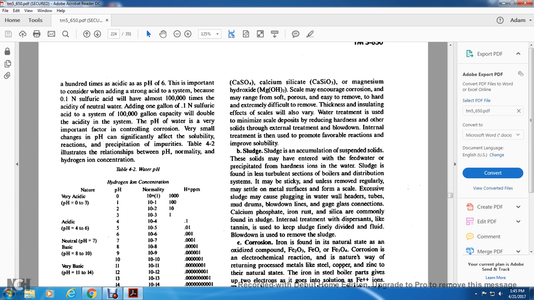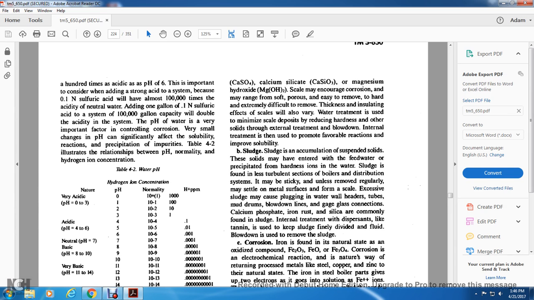B. Sludge is an accumulation of suspended solids. These solids may have entered in the feed water, or formed by precipitating the hardness and the iron in the water. Sludge is found in the less turbulent sections of the boiler distribution system. It can become sticky unless removed regularly. It may settle on the metal surface to form a scale. So the sludge may cause plugging in water wall headers, tubes, mud drums, blowdown lines, gauge glasses, and connections.